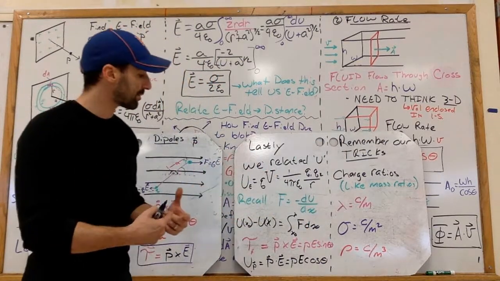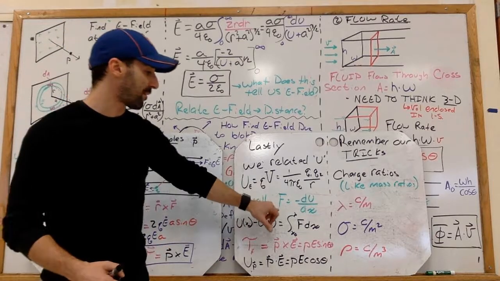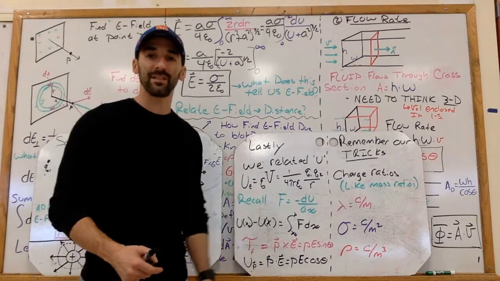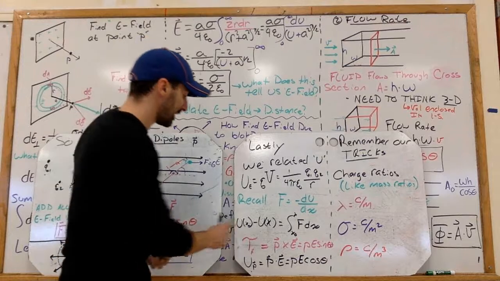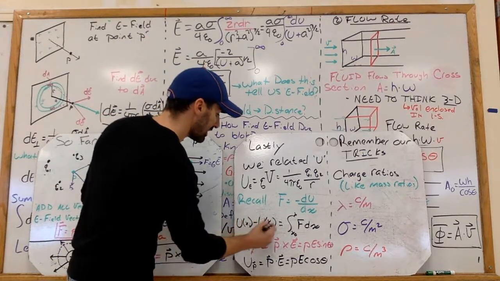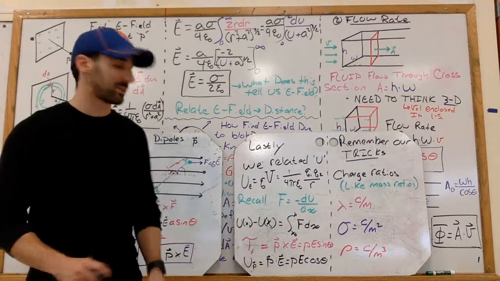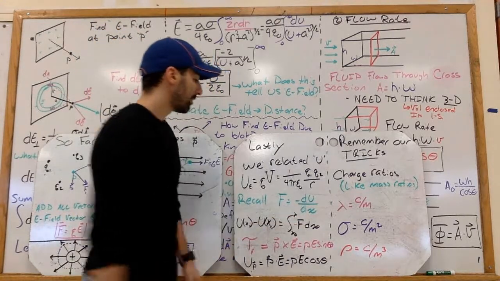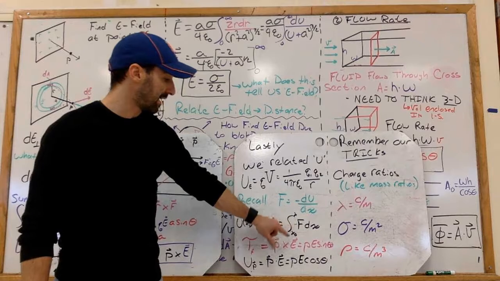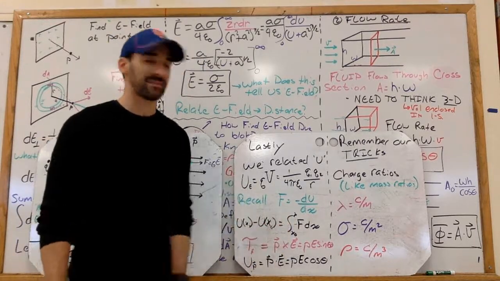Now, if we start putting some things together, we might remember that force, by definition, is negative dU/dx. I actually noticed that's backwards. That's the same thing as saying my potential energy final minus my potential energy initial is equal to the integral from x naught to x of negative F dx.